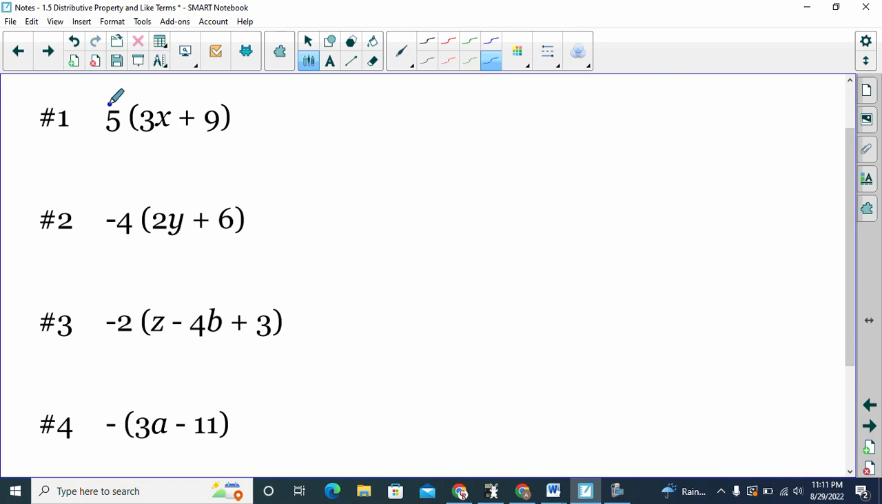So number 1, we do 5 times 3x is 15x, and 5 times positive 9 is 45. Number 2, I've got negative 4 times 2y. Negative times positive is minus 8y. Negative 4 times positive 6 is minus 24.